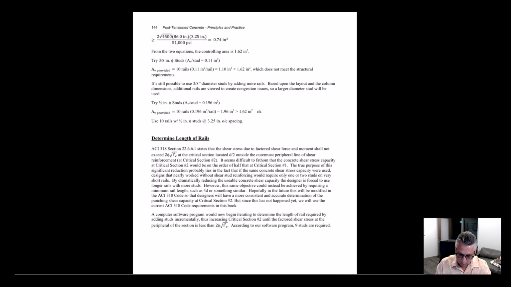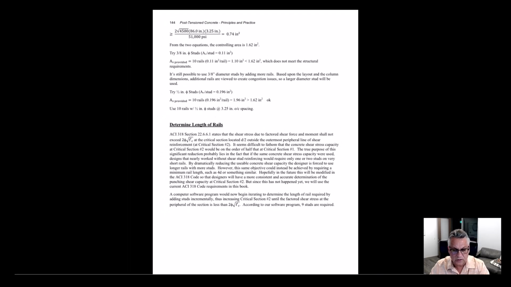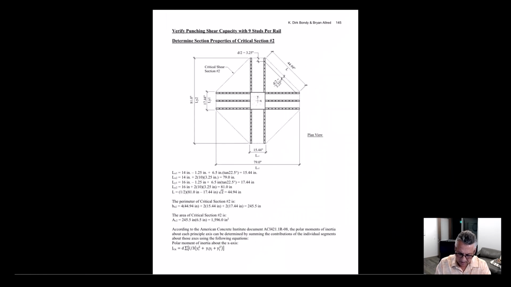So what my software does and what everybody else's software does at this point is just add studs, calculate a critical shear section, determine what stress that shear section has on it as a maximum, and keep doing that, keep adding a stud and making it larger until you're less than 2 square root f'c. So that's what we're going to do. That's what my software does. And it says 9 studs are required to get to that point.